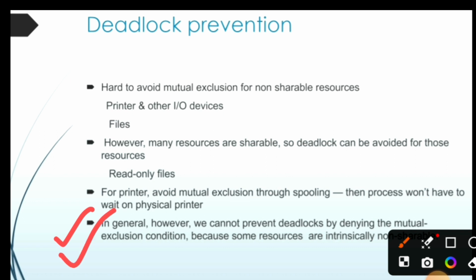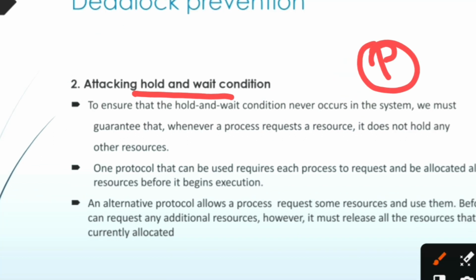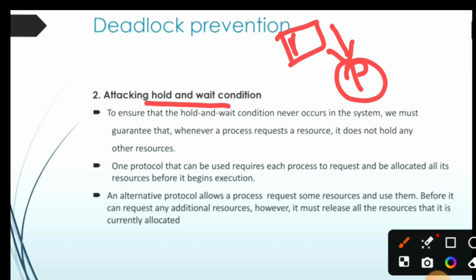Now let's go to the second condition. The second condition that we have is hold and wait. Hold and wait is a condition where a process is requesting some resource, and while it is requesting, it is also holding some other resource. So the process is holding some resource and is waiting for some other resource. That is what we mean by hold and wait. Only when a process is not holding any resource can it request a new resource. So we are trying to see now if we can avoid hold and wait so that deadlock never occurs.